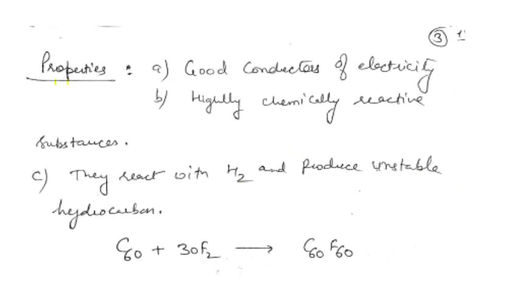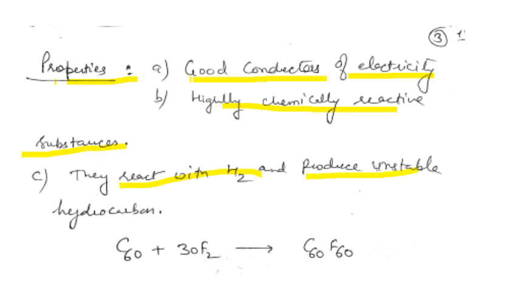So what are the different properties of fullerene? Fullerenes are good conductors of electricity, and a highly chemically reactive substance. It reacts with hydrogen to produce an unstable hydrocarbon. And here you are again able to see the reaction with fluorine to produce fluorinated carbon. So they are highly reactive and react with hydrogen as well as the halogens.